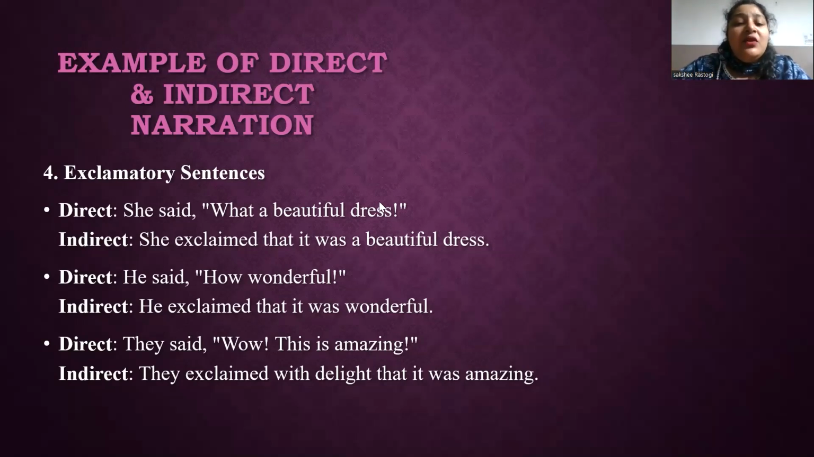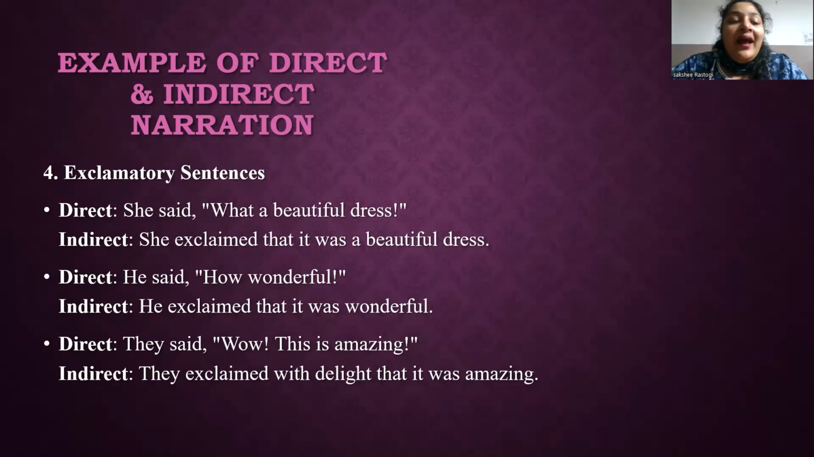Exclamatory sentences can be used in various contexts such as everyday conversations, writing stories or poetry, public speaking or presentations, advertising or marketing, social media posts or captions. So they are just used in daily life in various contexts.